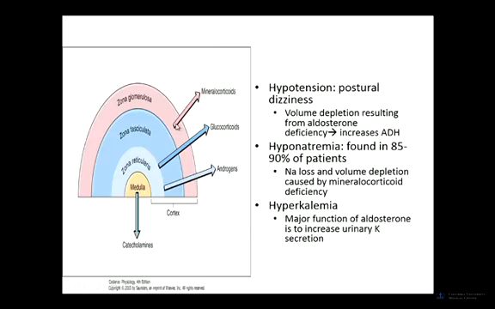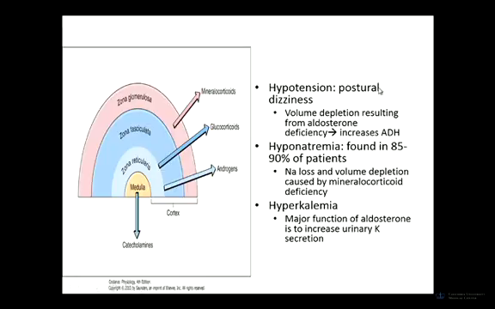So just as a refresher, the three layers of the cortex are the glomerulosa, which makes mineralocorticoids, the fasciculata, which makes glucocorticoids, and the reticularis, which makes androgens. And this is not the cortex, but the medulla makes catecholamines. So again, the main stimulus for mineralocorticoid secretion is not ACTH, so it's not affected during secondary adrenal insufficiency. But in primary adrenal insufficiency, you lose all three layers of the cortex.